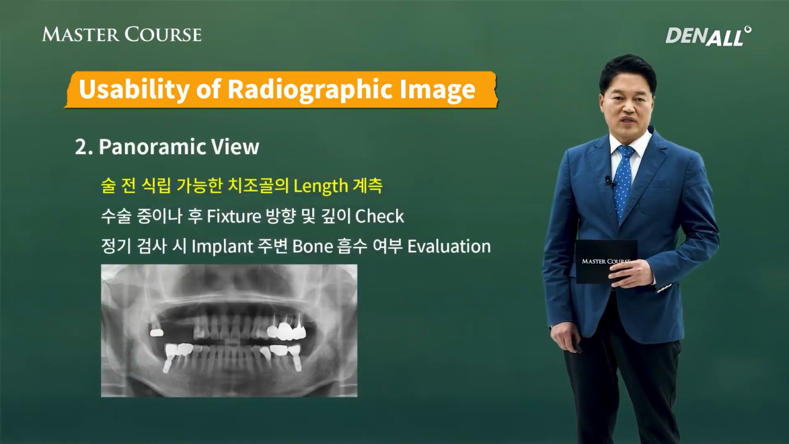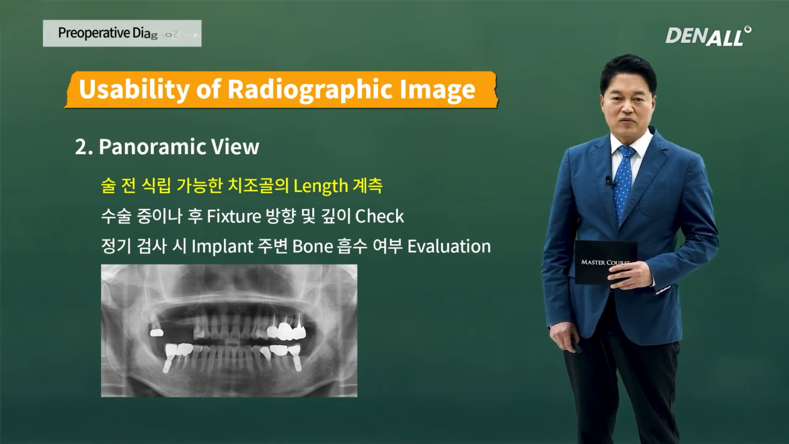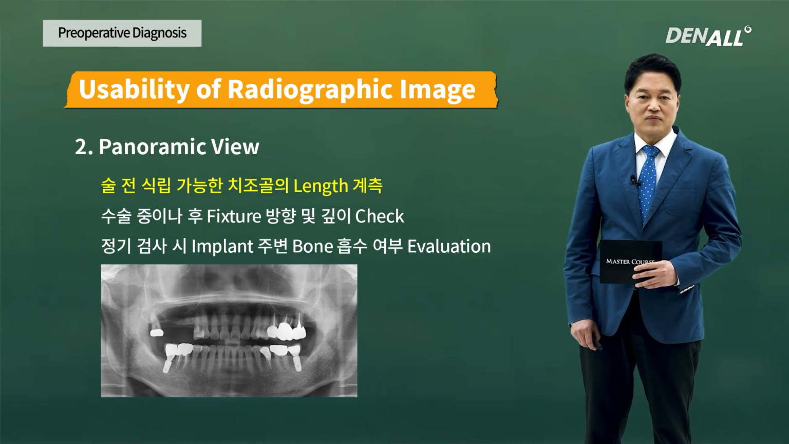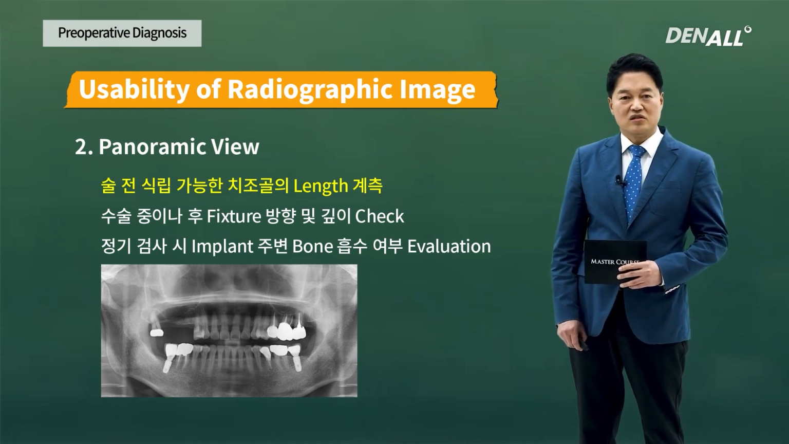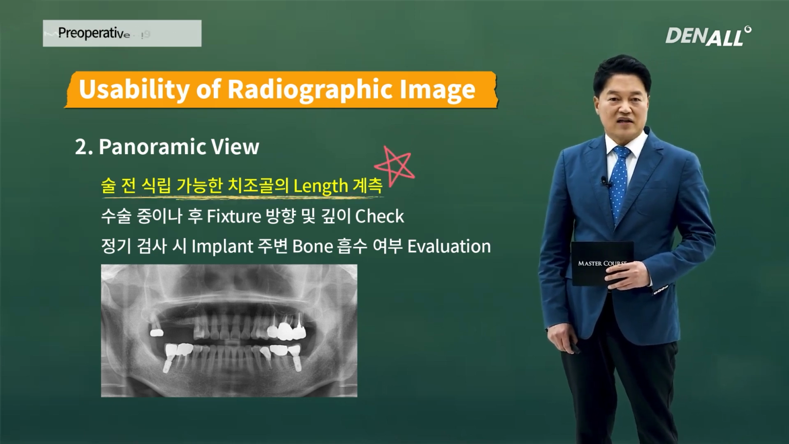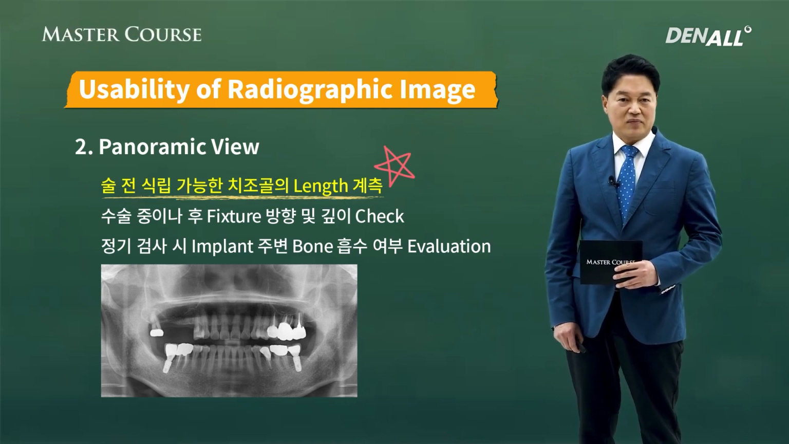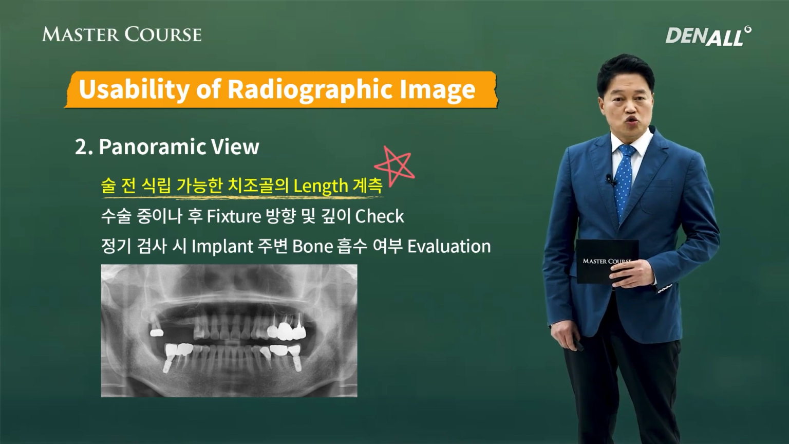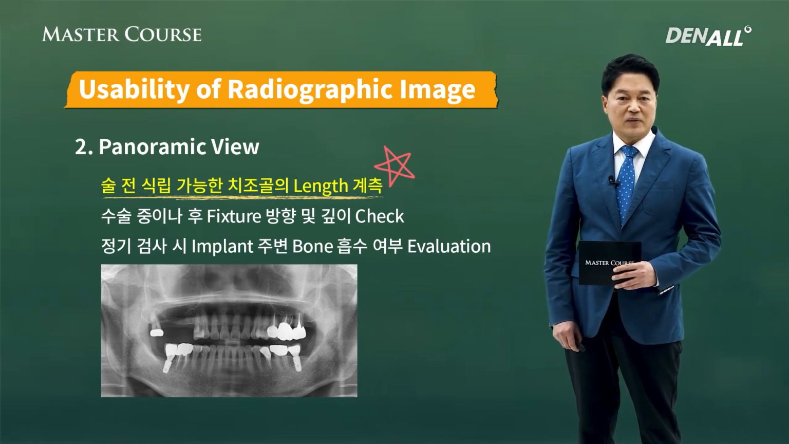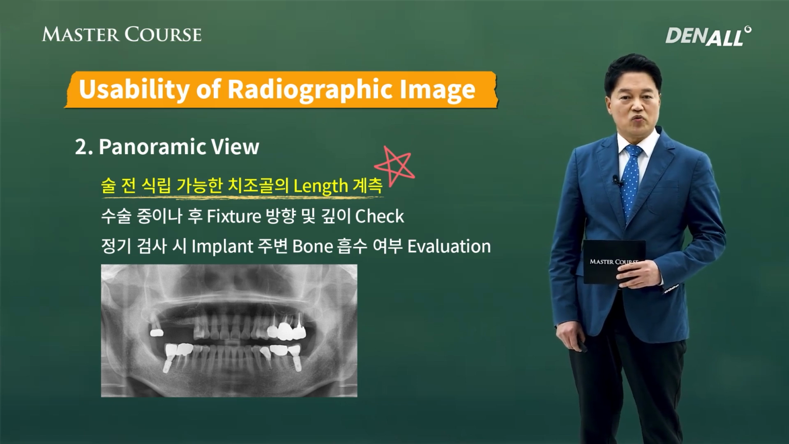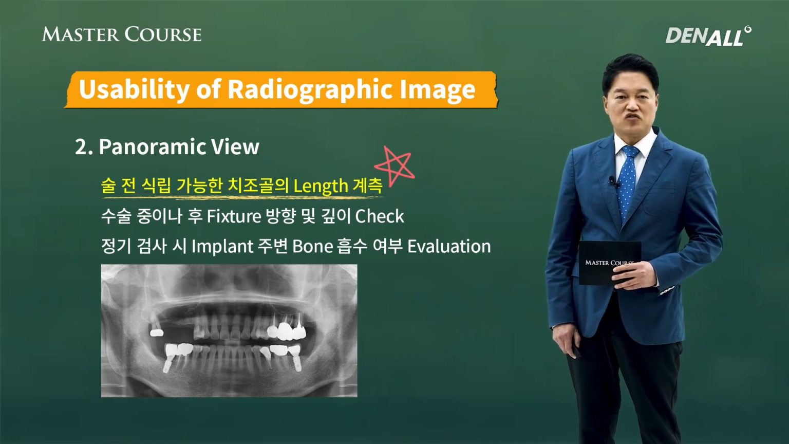Second, panoramic view. In general, when you plan implant placement, you take a panoramic view. The most useful usage is to evaluate the length of alveolar bone for implant placement before surgery. During and after surgery, you can also check fixture direction and depth. At regular checkup, you can also evaluate bone resorption around the implant. Panoramic view is used for these purposes.